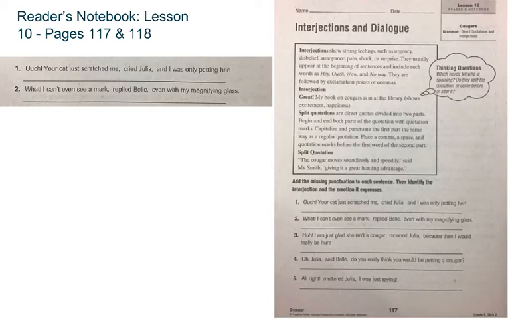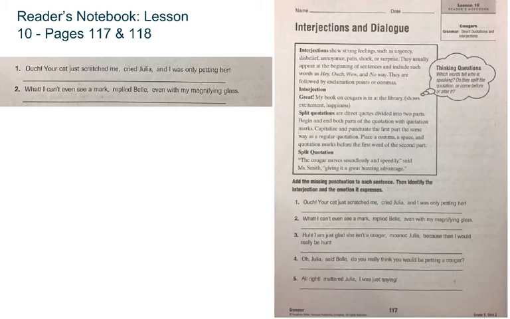Interjections are words or phrases that show strong feelings. Okay? They show things like urgency, disbelief, annoyance, pain, shock, surprise. They usually appear at the beginning of sentences and include such words as hey, ouch, wow, no way. They are followed by an exclamation point or a comma usually. An example sentence that they give you there is, "Great! My book on cougars is in at the library." This shows excitement or happiness.